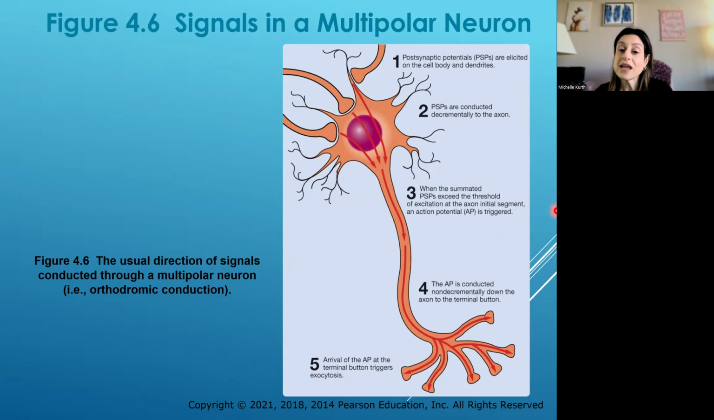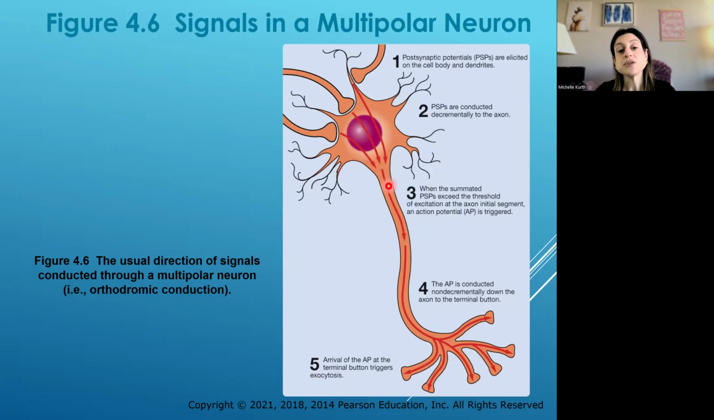But they do fade as they go, okay? And this is called decremental conduction, right? It's like ripples in the water that get smaller the farther out they spread. Now, the summation at the axon hillock is that neuron's decision point, right? If all of those postsynaptic potentials add up to reach that threshold, okay, then boom, an action potential is triggered.